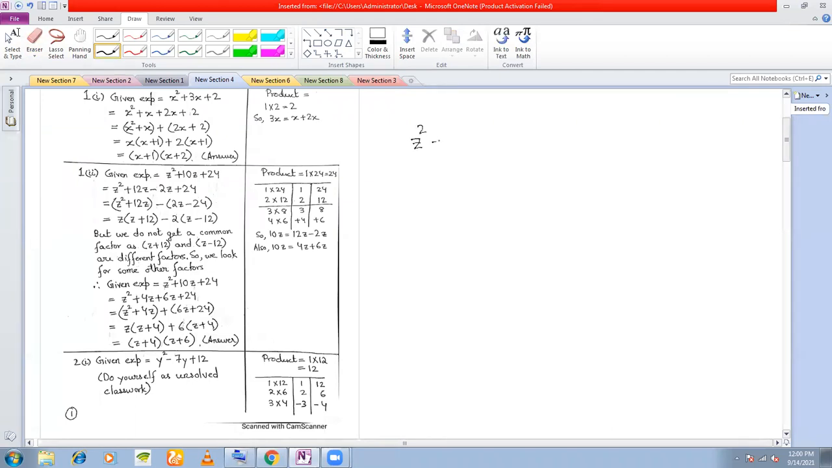z square plus 10z plus 24. You want to factorize this. Now clearly this is descending powers of z, because the first power is 2, the next power is 1, and the next power is 0. So this is a trinomial which can be factorized by middle term. So how will you factorize? Here you have the coefficient 1, you multiply these two. So 1 into 24. You will get 24.